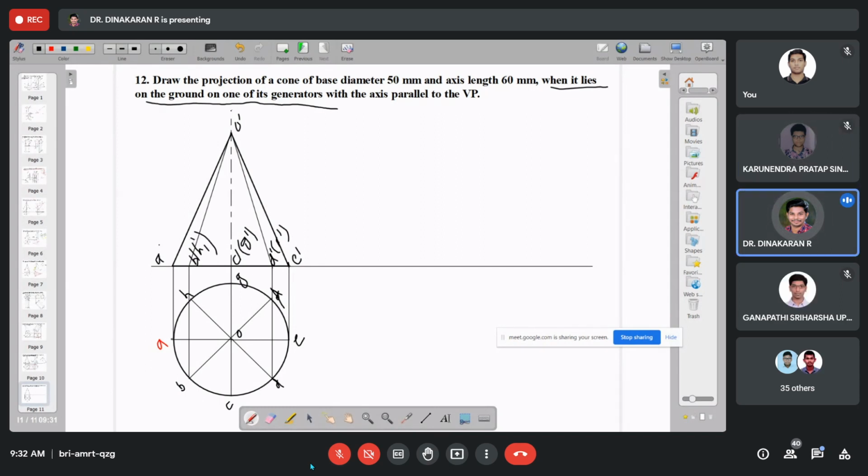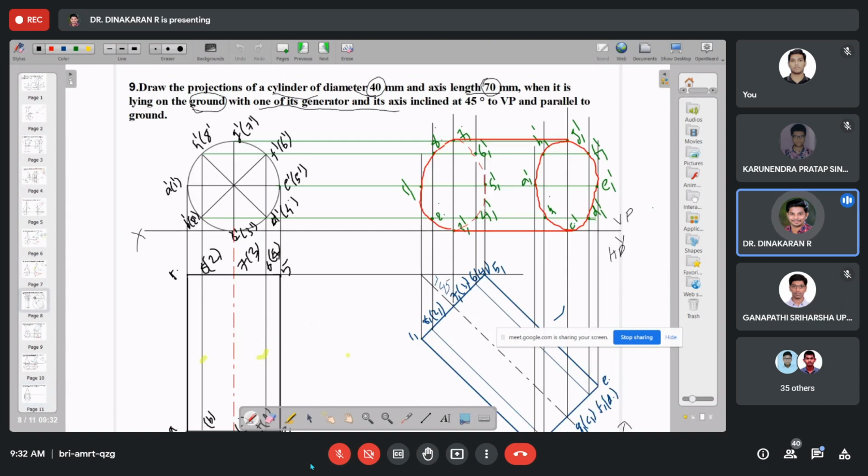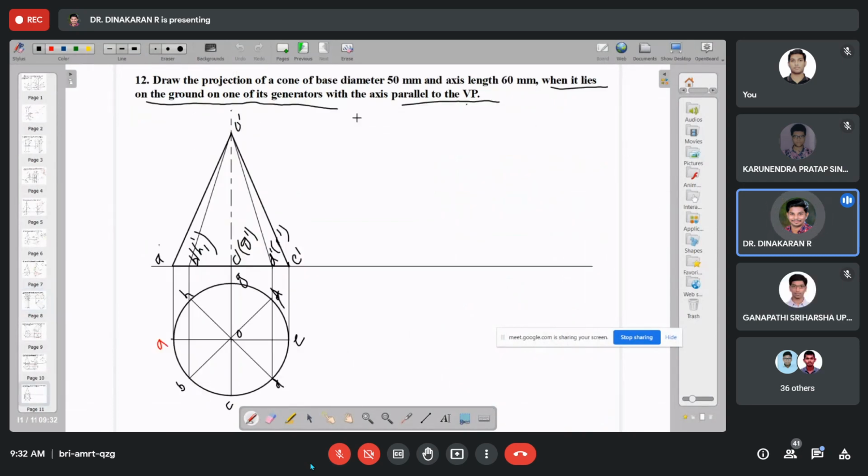What they have given is that it lies on the ground with the axis parallel to the VP. If the axis is not parallel to the VP, in some cases they will say inclined to the VP. Because that case is the third case. This is the first case problem. One of the generators on the HP and the axis inclined to the VP would come like that. So we need to touch the circle with one of its generators, like a cone. But in this case, the axis is given parallel to the VP. So we need to touch one of its generators to this reference line.